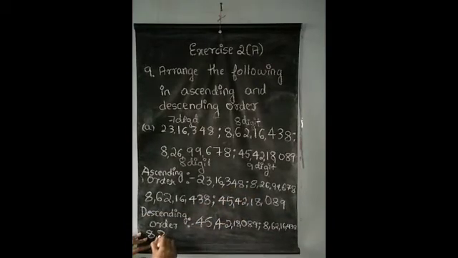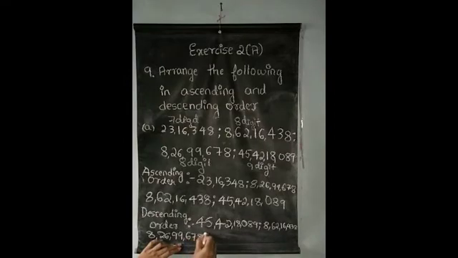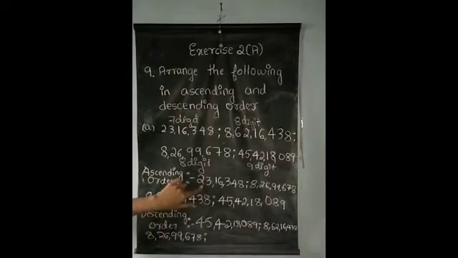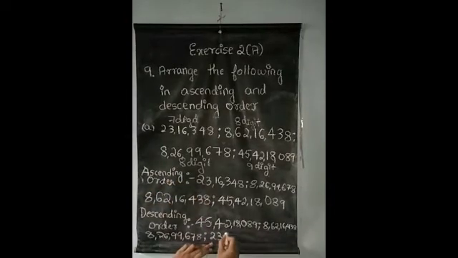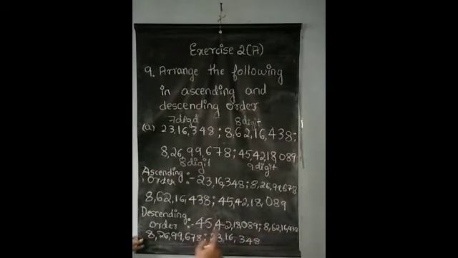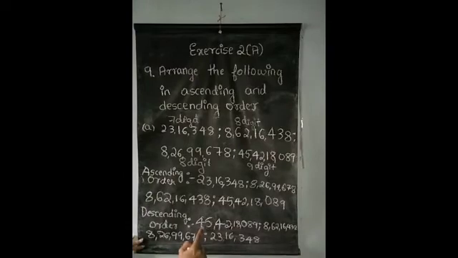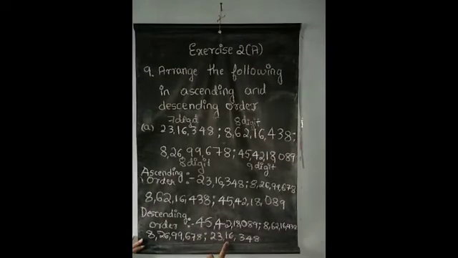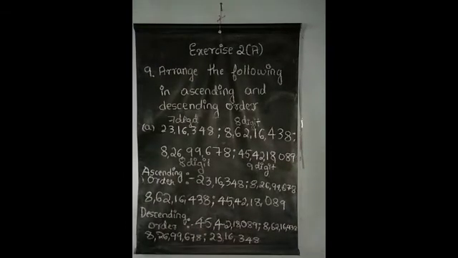8 crore 26 lakh 99,678. Next I will write this number. 23 lakh 16,348. This is the descending order, from largest number to smallest number.